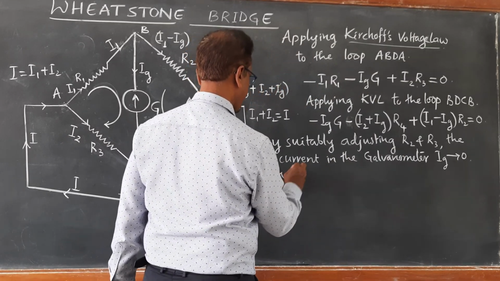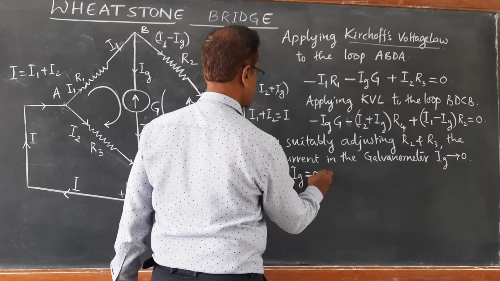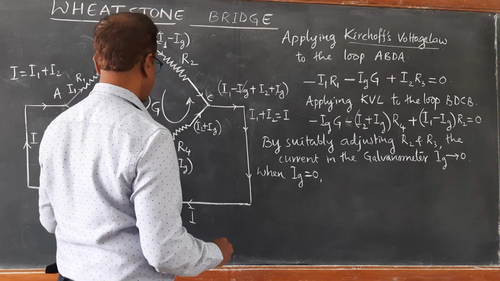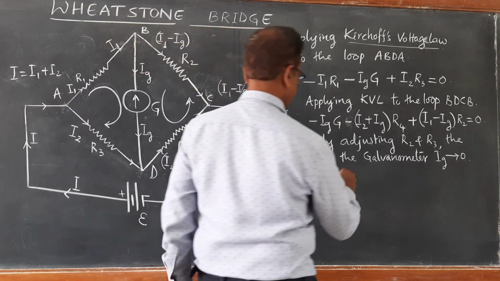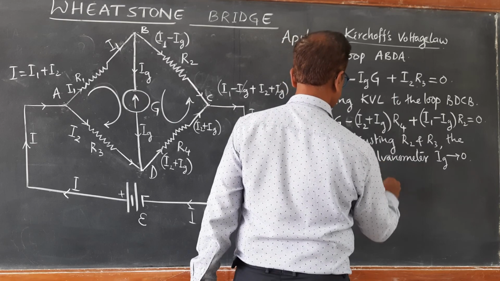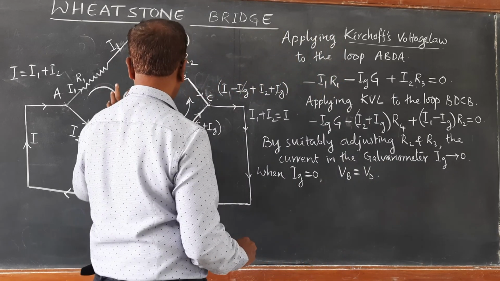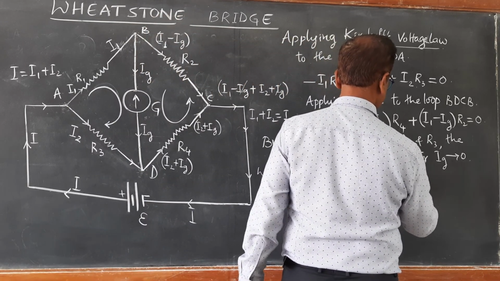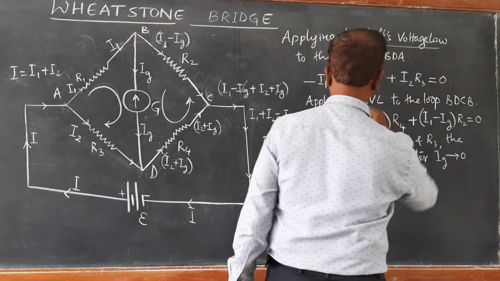When IG is equal to 0, the galvanometer shows 0 deflection. B and D are at same potential. Potential at B is equal to potential at D. So potential difference becomes 0. The galvanometer reads 0 deflection. Then what happens to these equations?